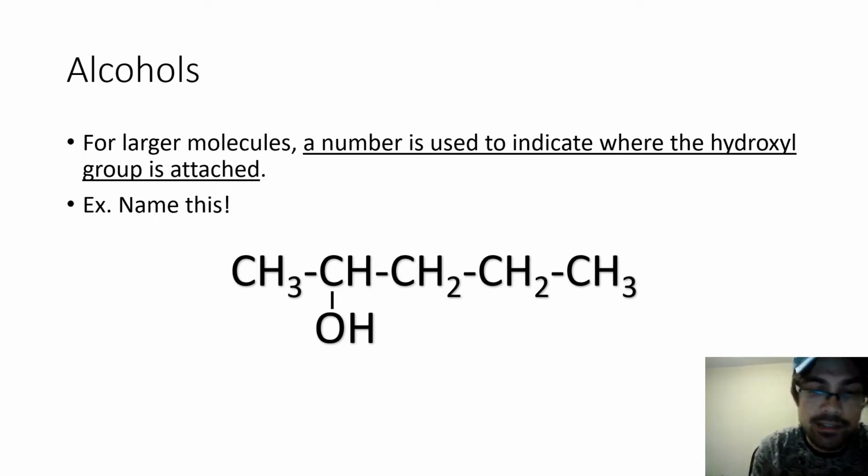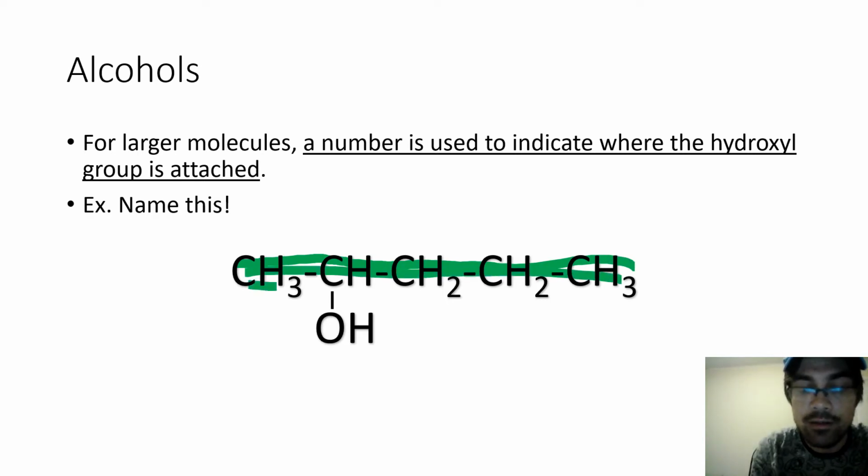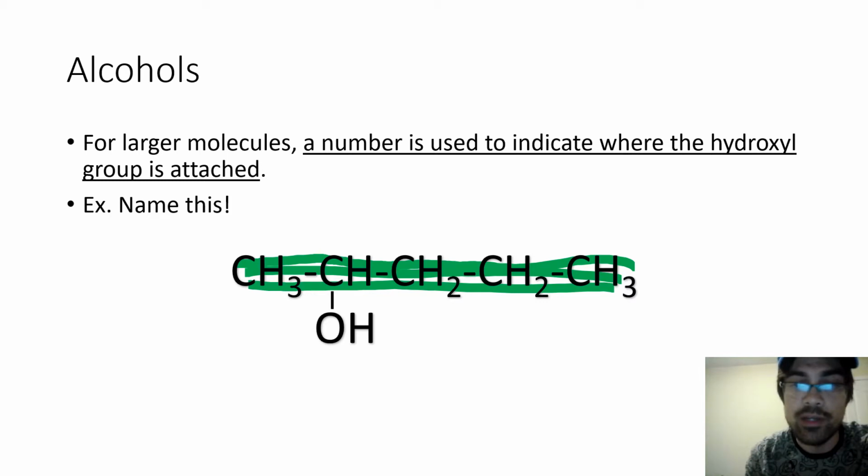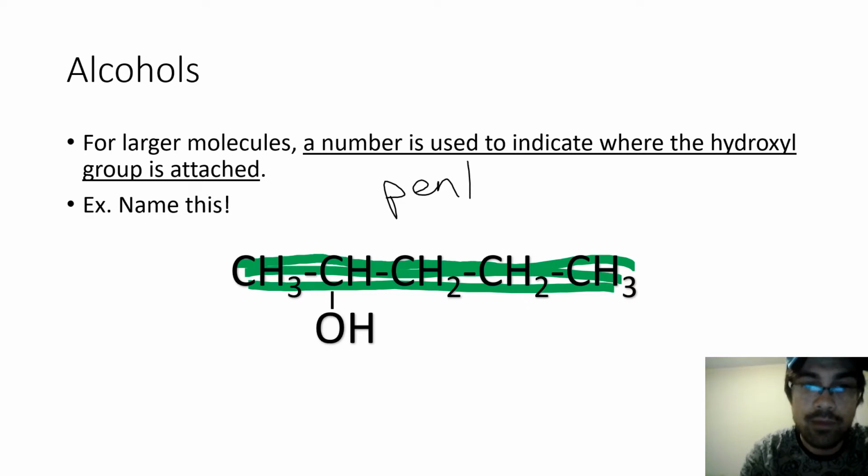Okay, so in this case, let's first identify the parent chain. Green here. So we have a carbon chain that is 1, 2, 3, 4, 5. Okay, we got 5 carbons there, so that would be pentane. The alcohol in this case is attached right there. That's where it is, and it's attached to the second carbon in the chain. So then the name for this would be 2-pentanol.